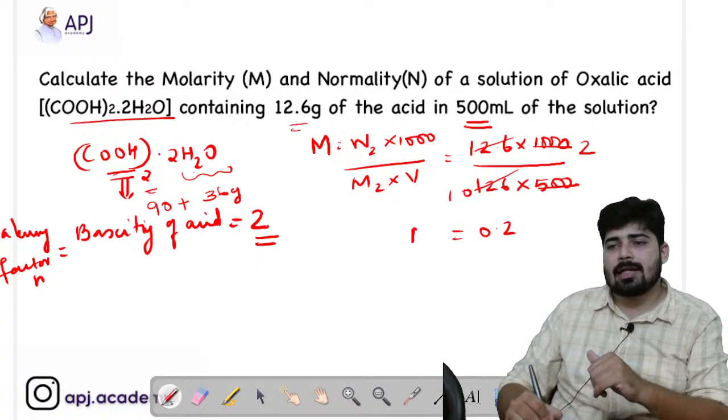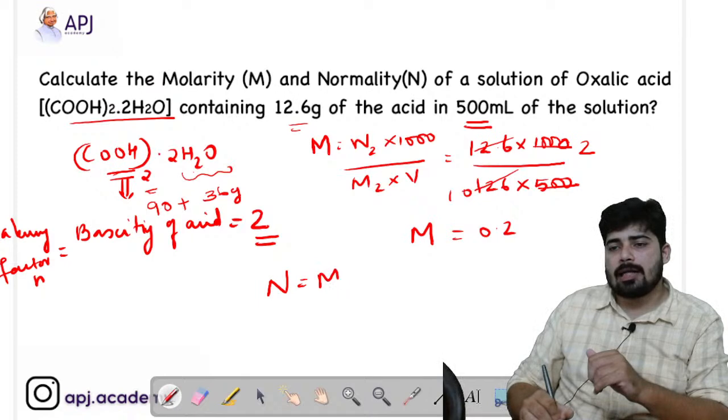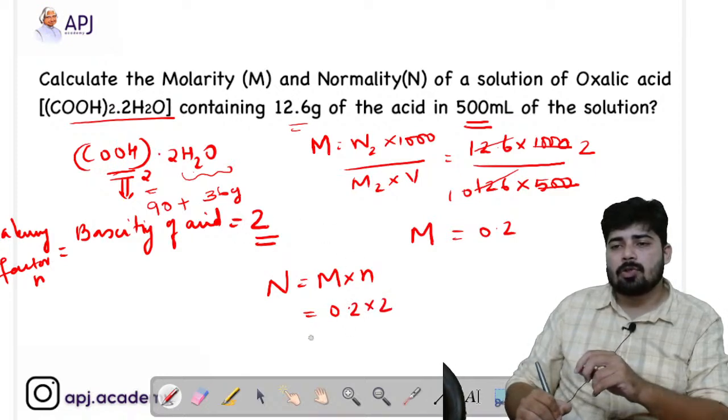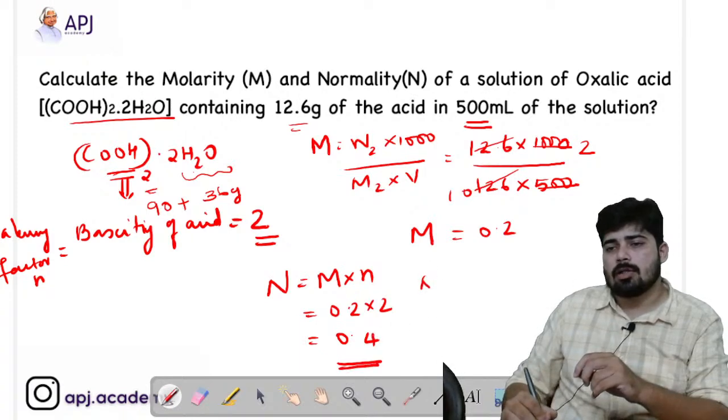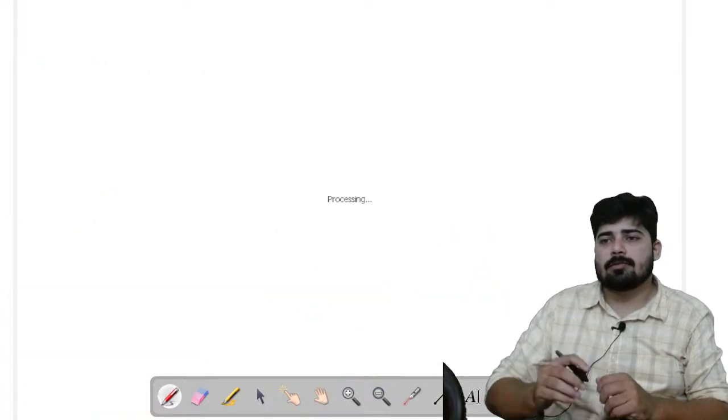So we got the molarity as 0.2, and we know that normality is equal to molarity into valency factor. Molarity is 0.2 and the valency factor is 2, that is the basicity of the acid. So normality is equal to 0.4. That's all about this question.